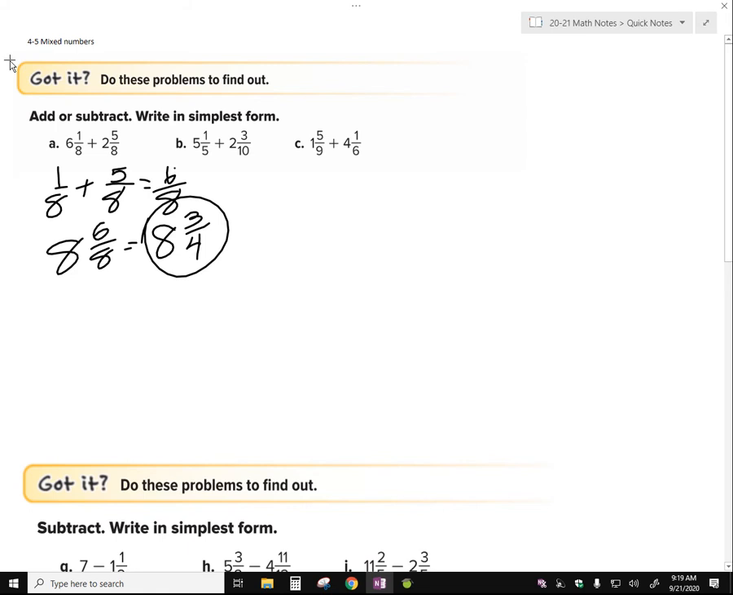What do you guys want to do with this one? As an improper fraction? I think I know what you're talking about. We will get into that a little bit later, but no, it needs to be in simplest form.